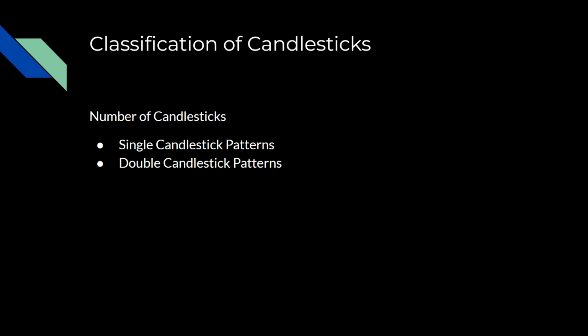Candlesticks can be classified by the number of candlesticks or direction of candlesticks. The first type of candlestick is a single candlestick, the second type is a double candlestick pattern, and the third would be a triple candlestick pattern. A triple candlestick pattern would be stronger compared to a single candlestick pattern. If you are a beginner, we recommend learning single candlestick patterns first, followed by double candlestick patterns, before moving on to triple candlestick patterns.